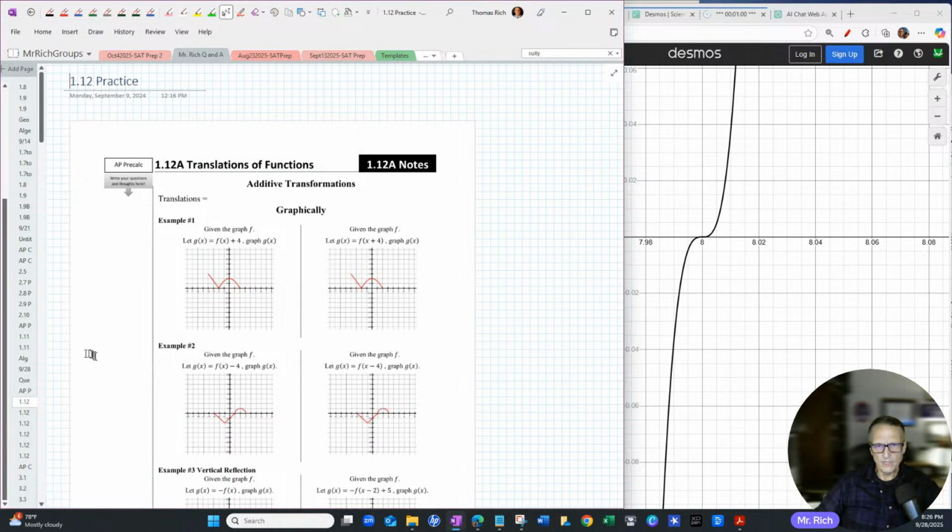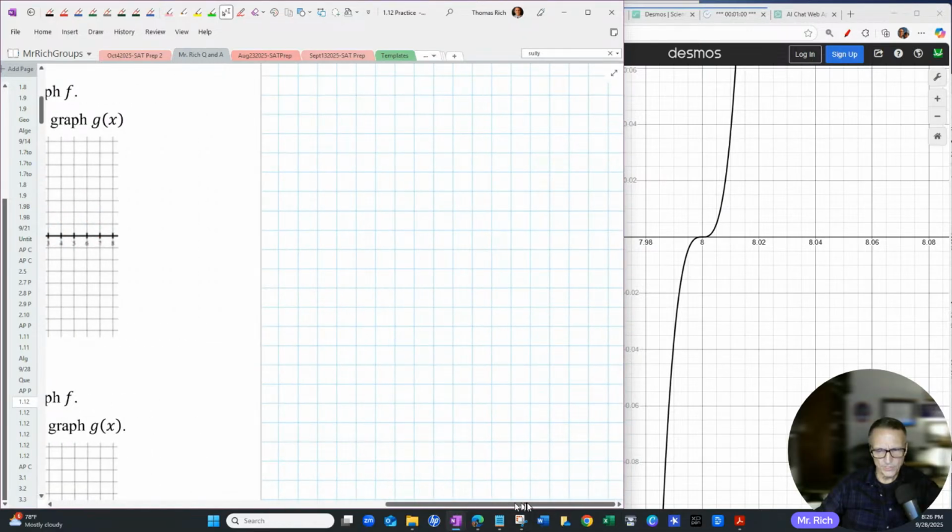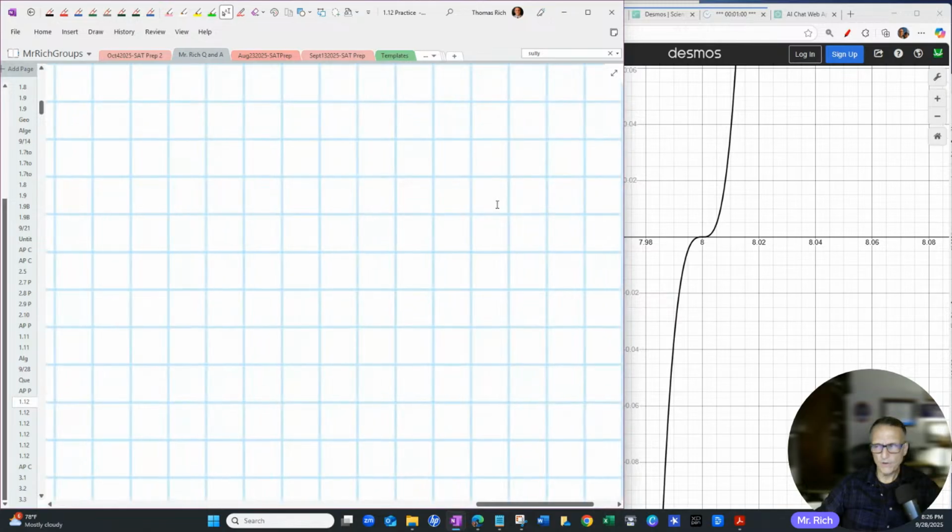So the first thing that we're going to do is talk about translation of functions. But really, even before I show you this, I want to remind you of the different transformations in AP Pre-Calc that you have to know how to do. So I'm going to go ahead and make a list of those here, and then I'll point out the ones that apply to most of the Algebra 2 problems as well, so that you Algebra 2 students.